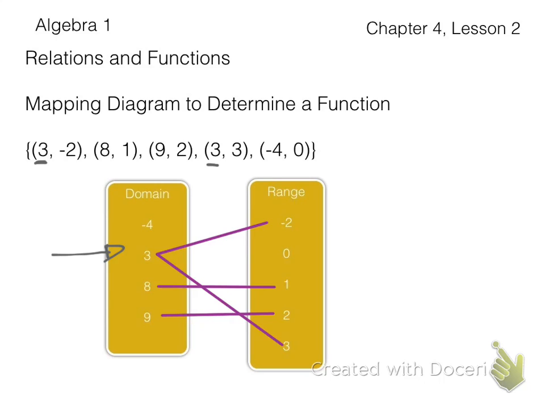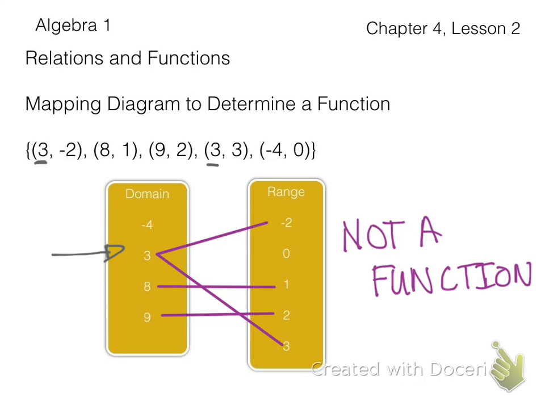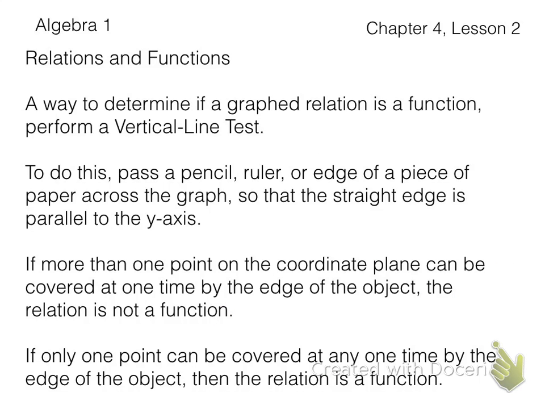Oh, automatically, since I have two numbers coming off of my 3 in the domain, 3 going to -2 and then 3 going to 3, this is automatically not a function. Okay? And then obviously there was a -4 and a 0. So this is not a function because the domain has two different ranges. So not a function. All right.